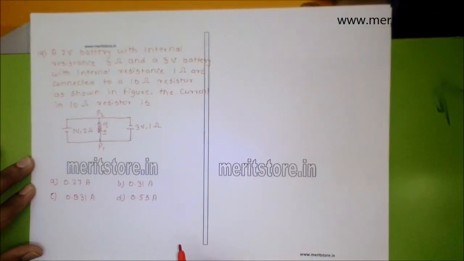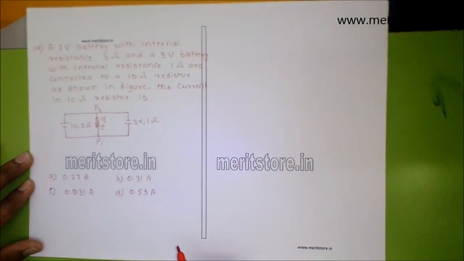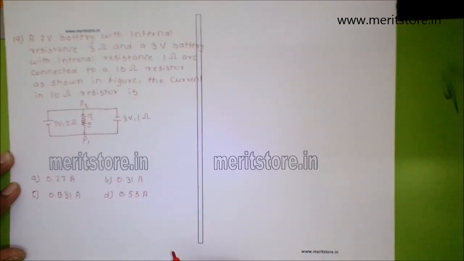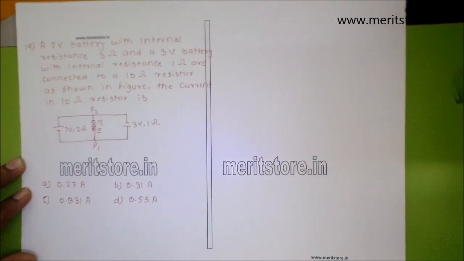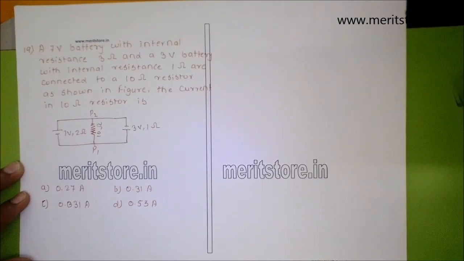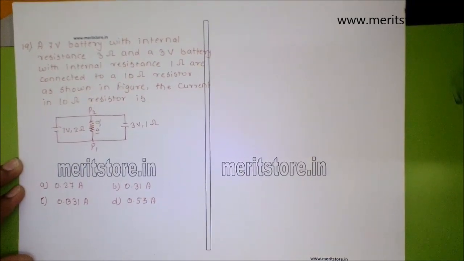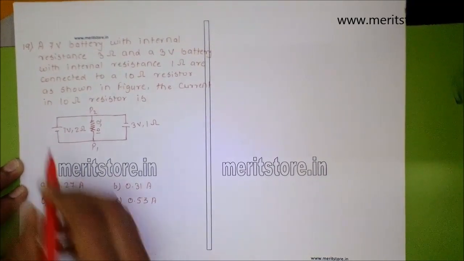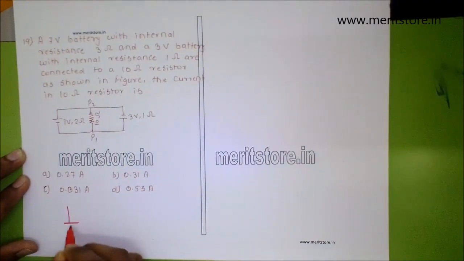A 7 volt battery with internal resistance of 3 ohms and a 3 volt battery with internal resistance 1 ohm are connected to a 10 ohm resistor as shown in the figure. The current in the 10 ohm resistor is, there are 4 options: 0.27 amperes, 0.31 amperes, 0.031 amperes and 0.53 amperes. For solving this sum, we will draw the circuit again.